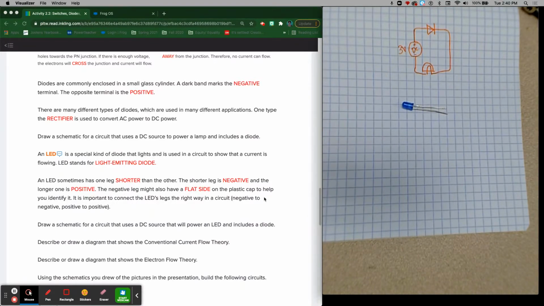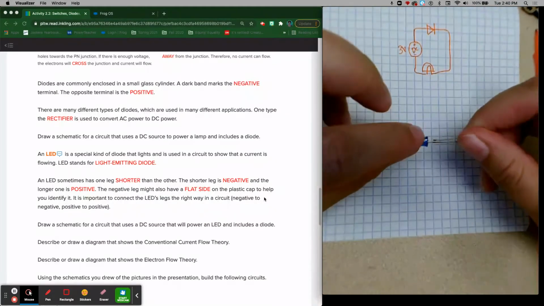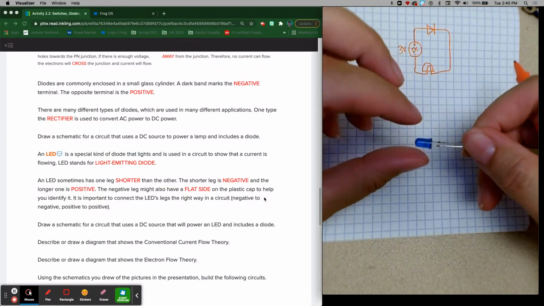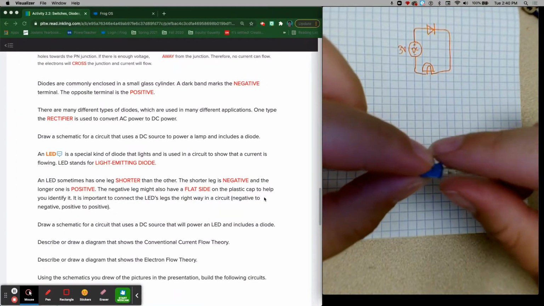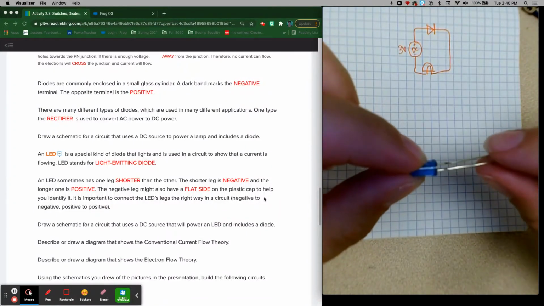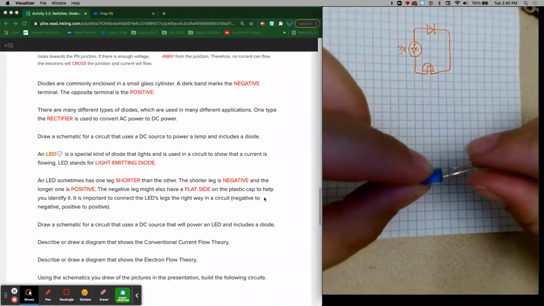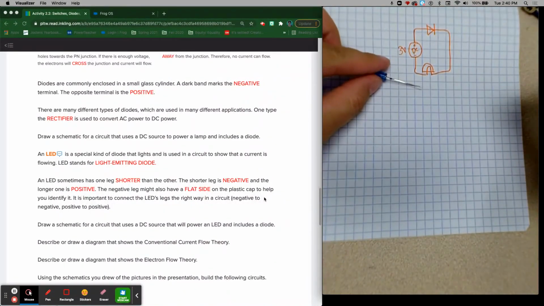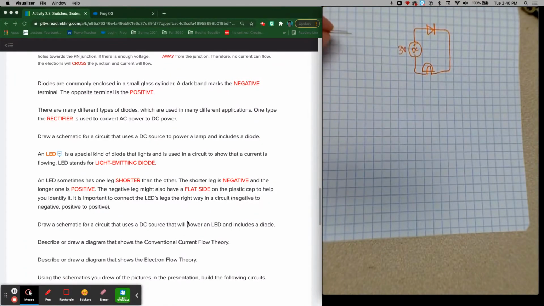The negative leg might also have a flat side on the plastic cap, so it's kind of hard to see. I don't even know if I can get it in the right position, where you can see that this side, like right here, is flat, where over here it's rounded. Okay. It is also important to connect the LED's legs in the right way in a circuit, negative to negative and positive to positive.